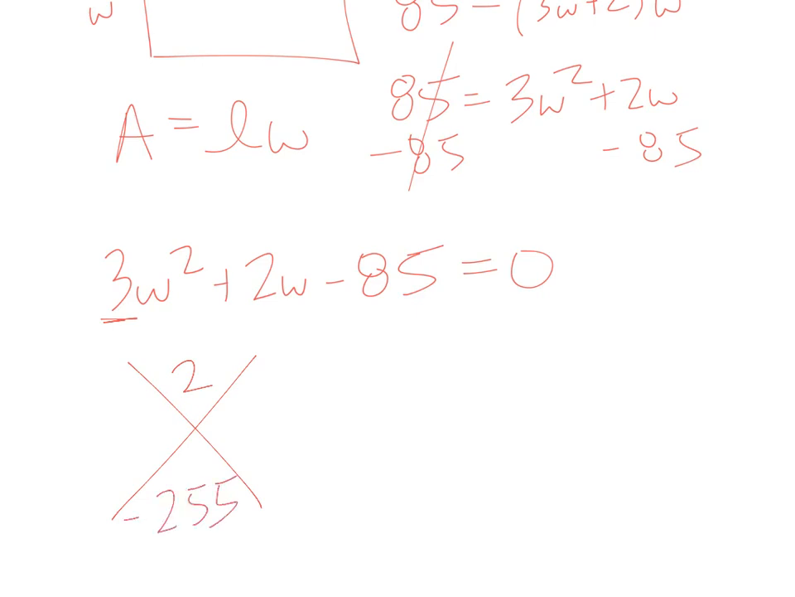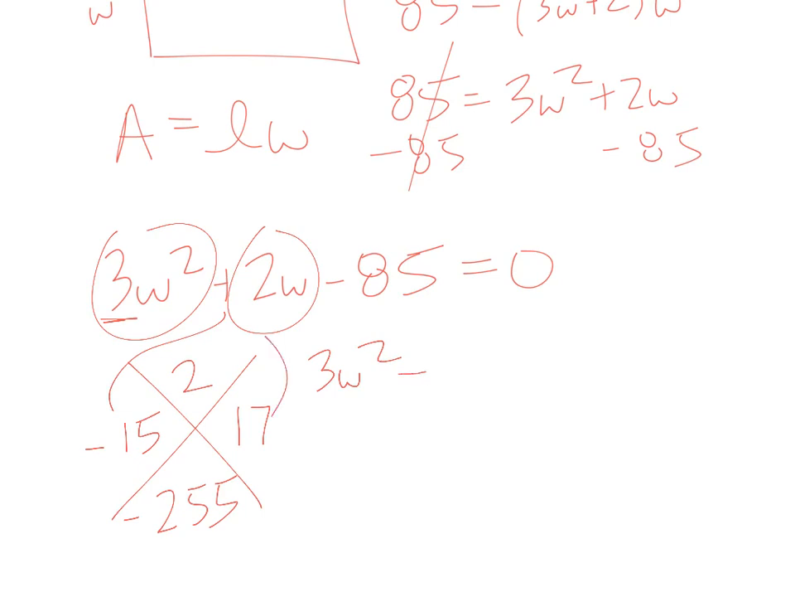Right, you may have to think a little while to figure out what combination of numbers work, but it's going to be negative 15 and 17. Alright, since I'm doing big X with grouping, now I take the first term, 3w squared. I take the middle term, break it up using these two values. Subtract 85, and it's equal to 0. Now I group.